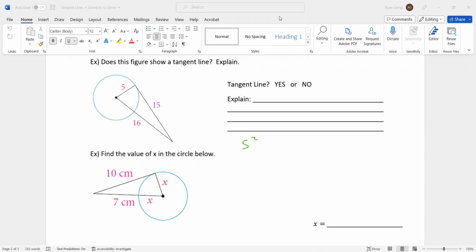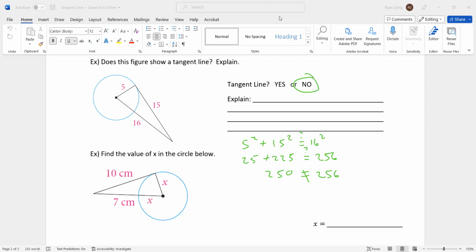So we're going to check the Pythagorean theorem here. So 5 squared plus 15 squared, does that equal 16 squared? So 25 plus 225, is that equal to 256? You should see that it is not. So 250 does not equal 256. So is that a line tangent? I can for sure say that it is not.